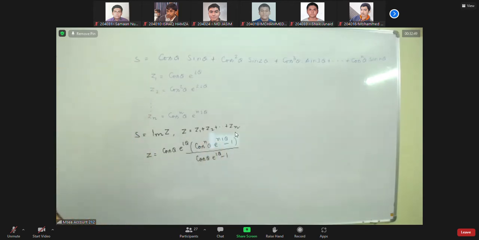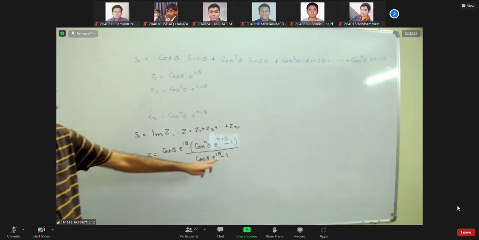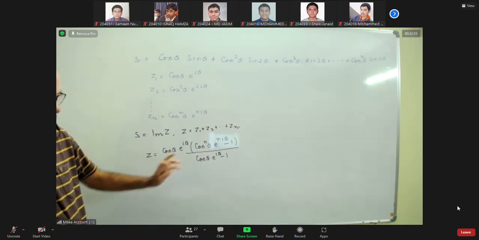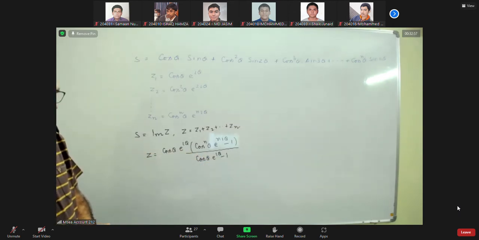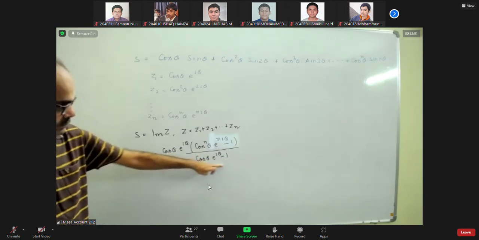Now we have to separate its real part and imaginary part. So what will be its conjugate? Cos theta into, what will be its conjugate? Conjugate of the denominator part.